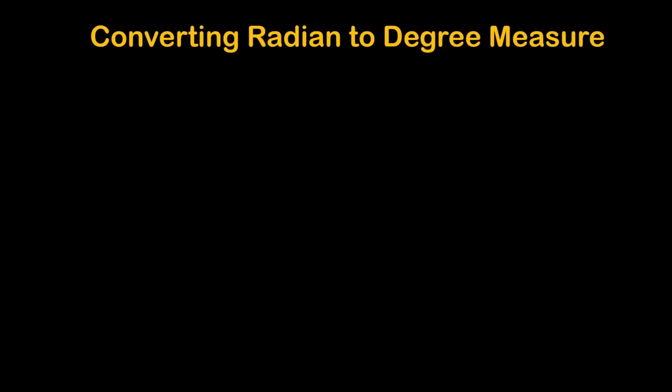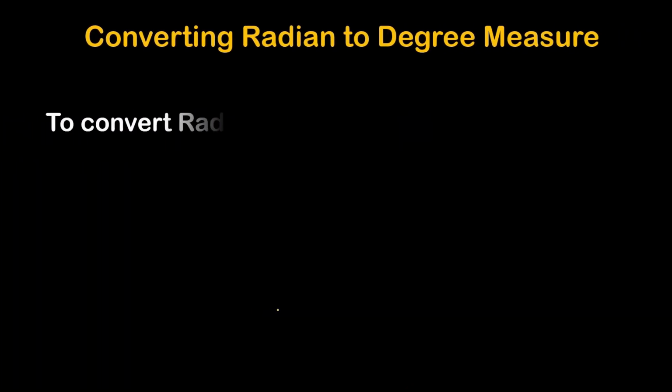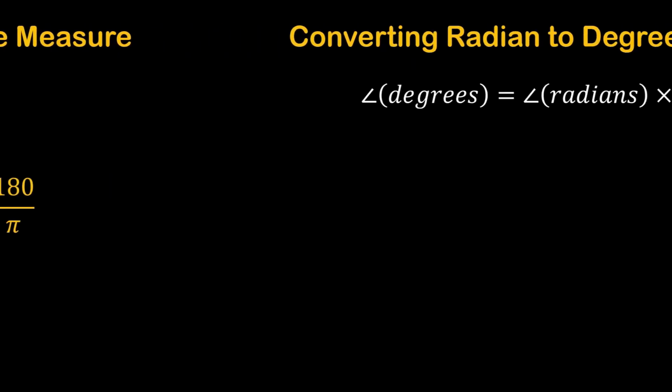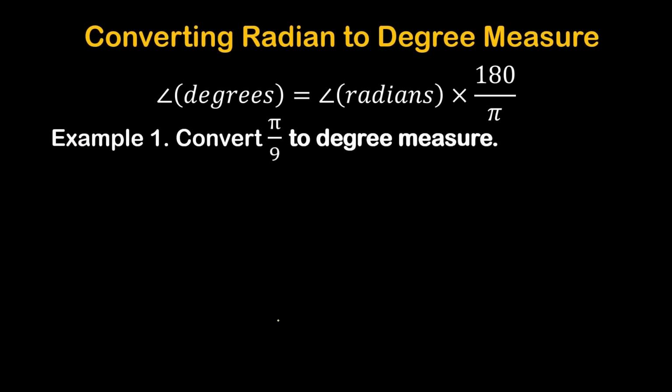Now, to convert angle measure from radian to degree, ang gagawin lang natin is i-multiply lang natin ang ating given radian measure by 180 over pi. Now, para sa ating unang example, here we need to convert pi over 9 radian to degree measure.